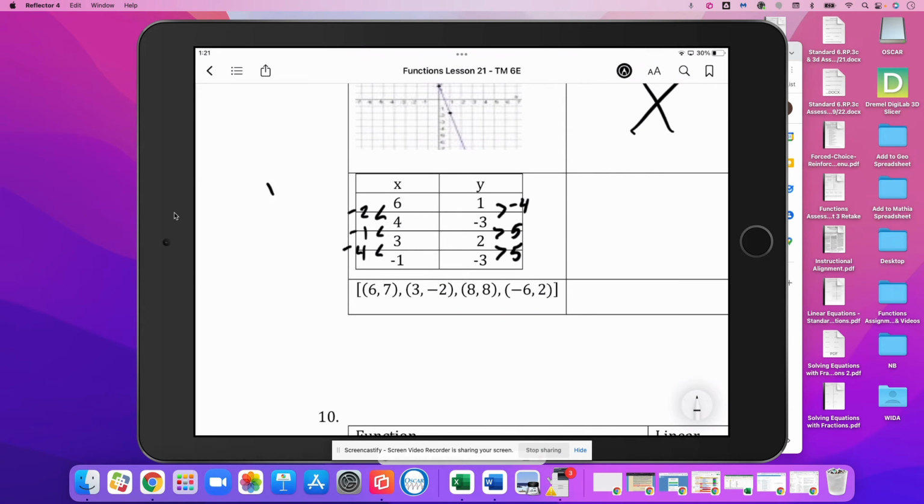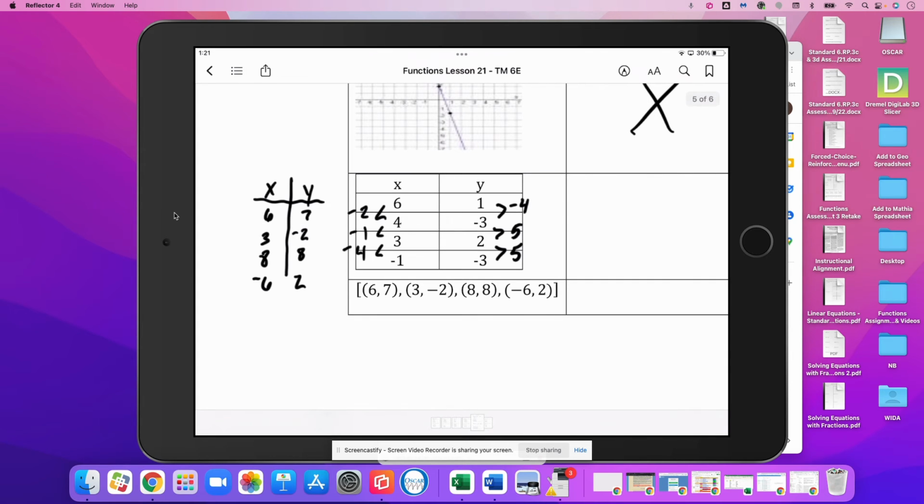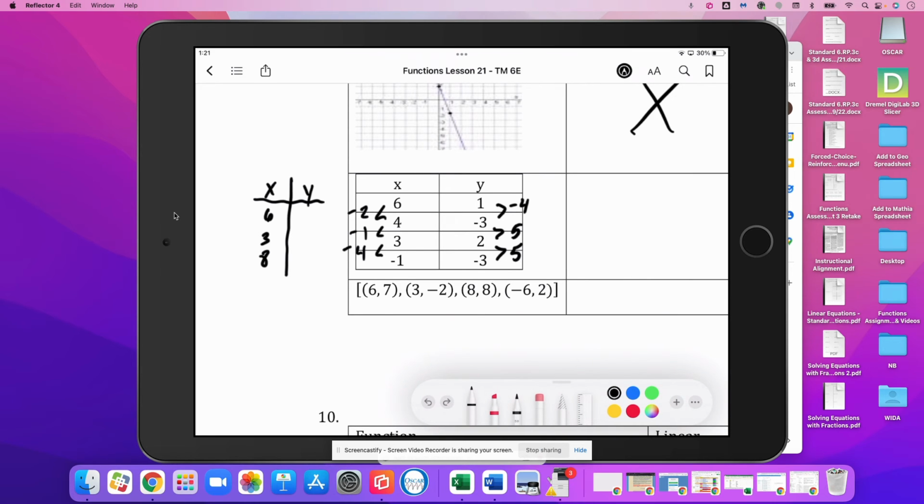Moving on to the set, we've got, to make a little table real quick, 6, 3, 8, negative 6, 7, negative 2, 8, and 2. Now the tricky piece about this is I'm actually going to redo this one and put them in order from least to greatest x value, or greatest to least x value, something like that.